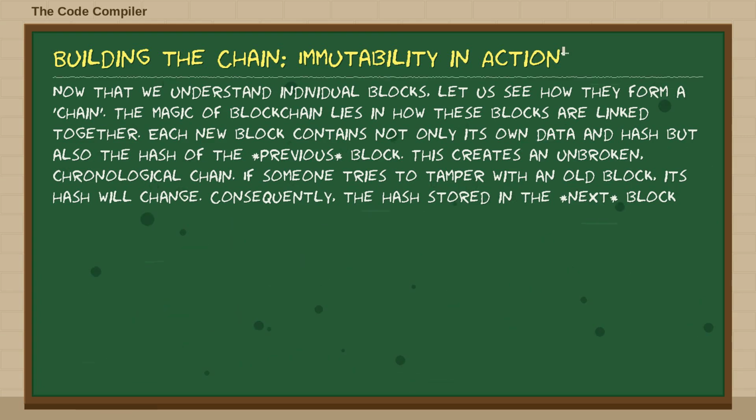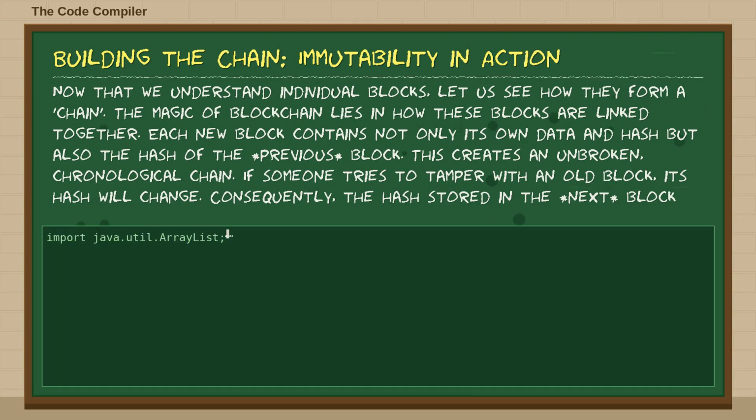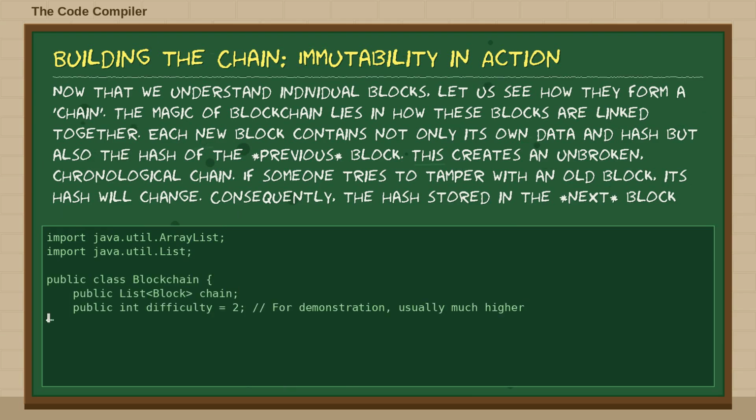Our blockchain class in Java manages this chain. The addBlock method takes a new block, links it to the latest block by setting its previous hash, and then adds it to our list of blocks. The isChainValid method demonstrates how we can verify the integrity of the entire chain by checking these hash links.